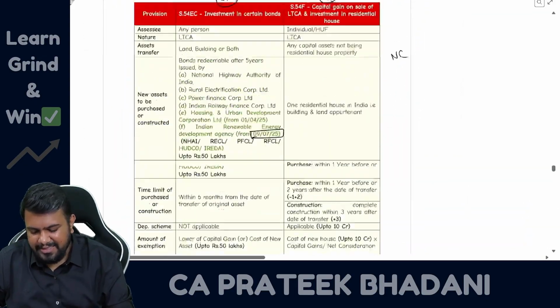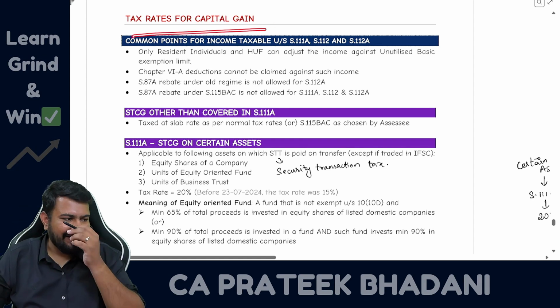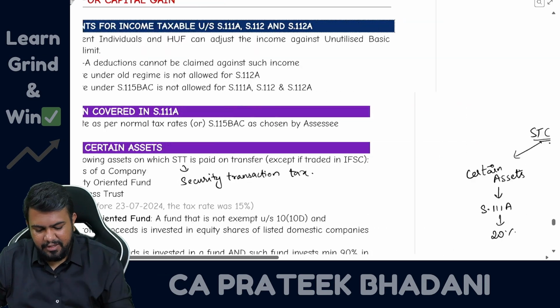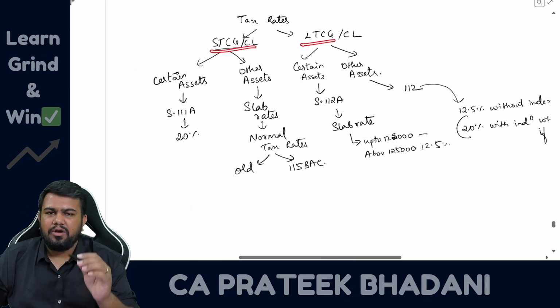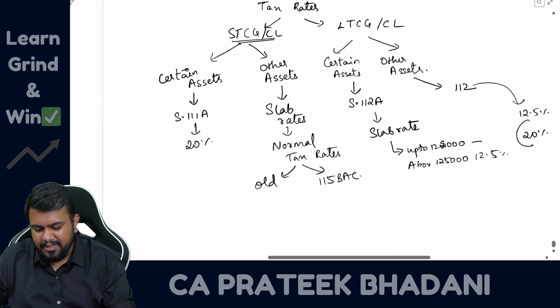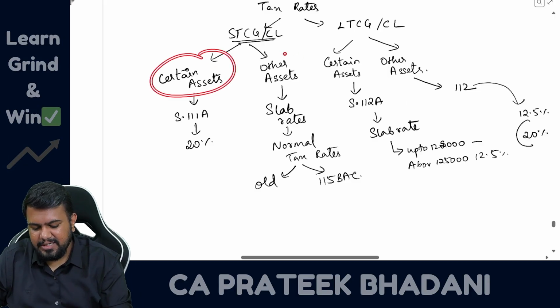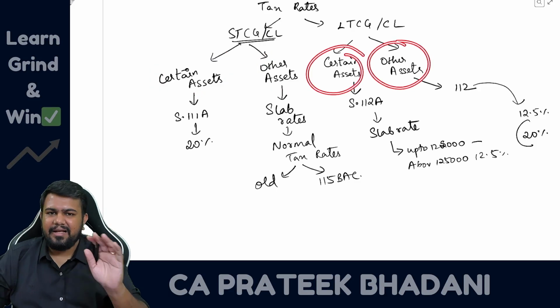So these are all the exemptions. Now let us learn about tax rates for capital gain. Let me tell you about tax rates first. In capital gain, you can either have short-term capital gain or long-term capital gain. In short-term, there are two types of capital gain: capital gain on certain assets and other assets. In long-term also, there is capital gain on certain assets and other assets.